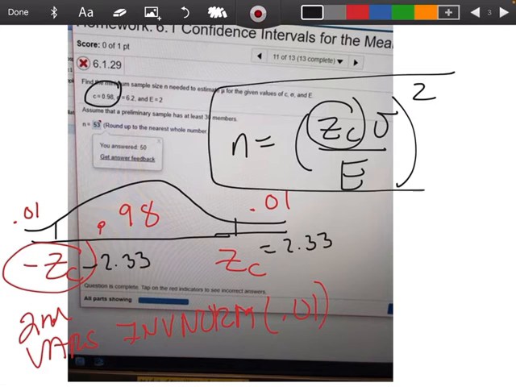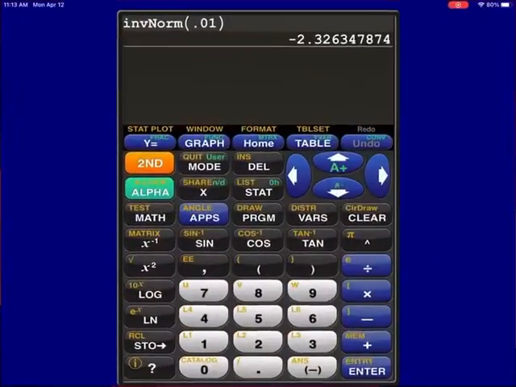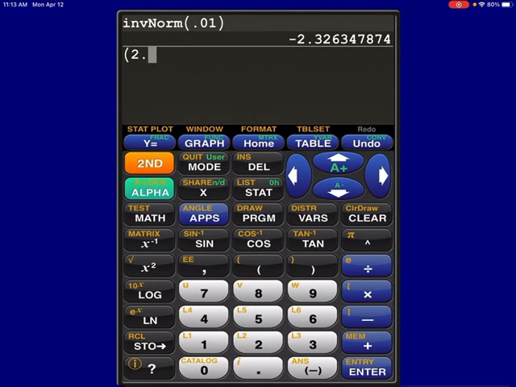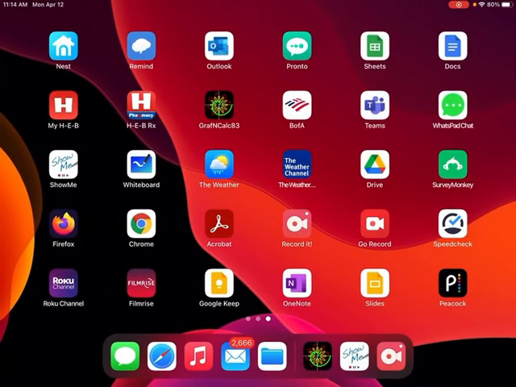Okay, so now let's go ahead and continue with this. So n equals 2.33, my sigma is 6.2, and my error here happens to be 2. We're going to square this. Remember, I'm going to enter all of this in on my calculator just like I have it, with parentheses and everything. So parentheses 2.33 times 6.2 divided by 2. Close that off, and we are going to square the whole thing. If you notice here, I'm coming up with 52 point change.